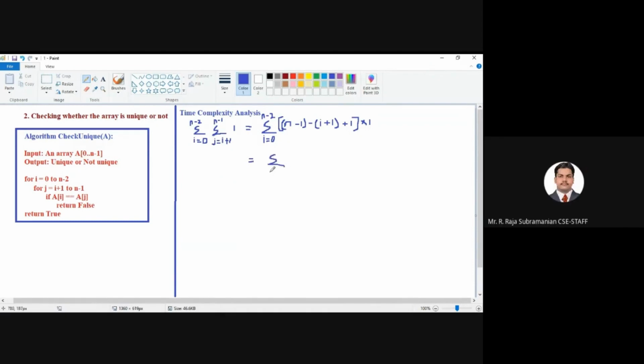Summation I is equivalent to 0 to n minus 2, and here I can write this as n minus 1 minus, putting the minus inside, minus I minus 1 plus 1, into 1. What will come now? Minus I, plus 1. Plus 1 or minus 1? Minus 1 it is, because minus 1 and plus 1 will now cancel. This one and this one will get cancelled and I'll get n minus 1 minus I.